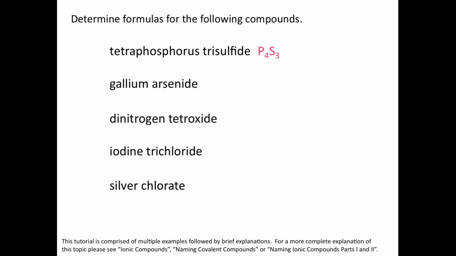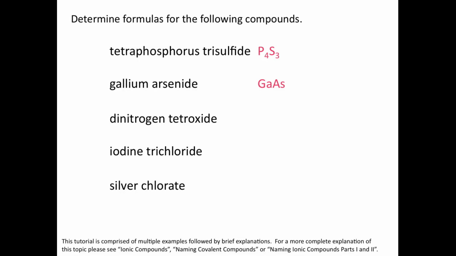Gallium forms ions with a charge of +3. Arsenic forms ions with a charge of -3, so the formula here would be GaAs, because the +3 charge on the cation will cancel with the -3 charge on the anion.